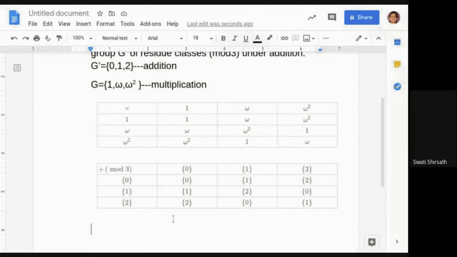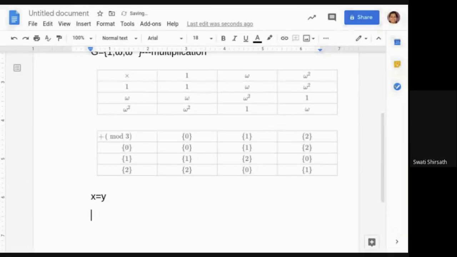Now, here we have to check whether they are isomorphic or not. For isomorphism, we have to check whether x is equal to y, where x belongs to G and y belongs to G dash. So there is some x in G which is equal to some y in G dash. Equal to is nothing but they are the same in nature. It is not like 1 equal to 1. So here you have to compare 1, omega, omega square with 0, 1 and 2, and check whether there is any one-to-one correspondence between them or not.